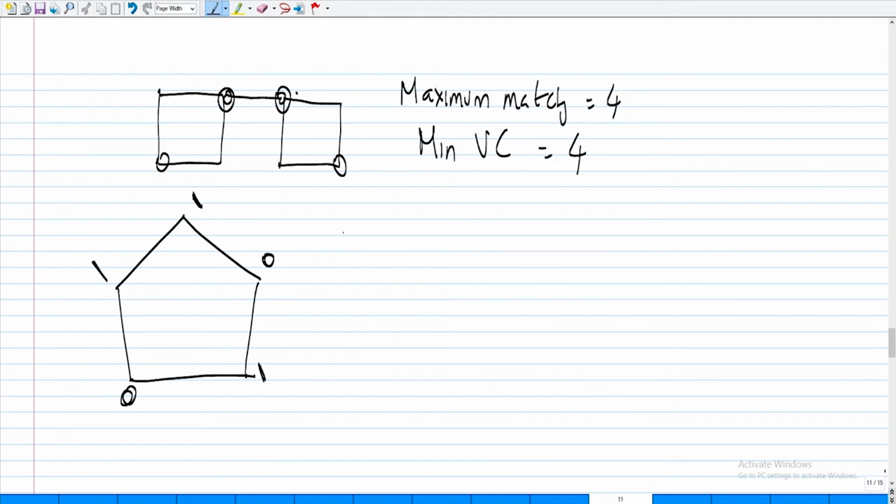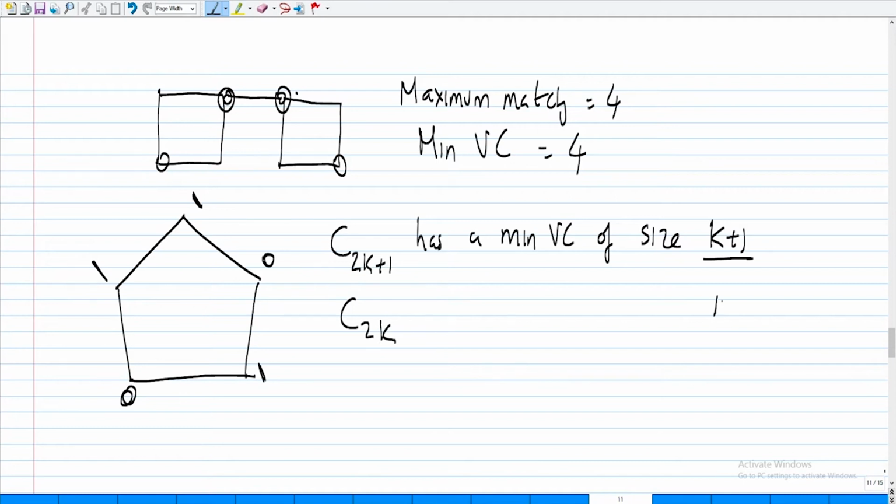So therefore, C_{2k+1}, if this is a cycle, has a minimum vertex cover of size k plus 1. But of course, if it was C_{2k}, then the minimum vertex cover is of size k, because you will just pick the matching and pick the appropriate vertices. So it seems that there is a big difference between bipartite and non-bipartite, and that's something that we are going to observe now.